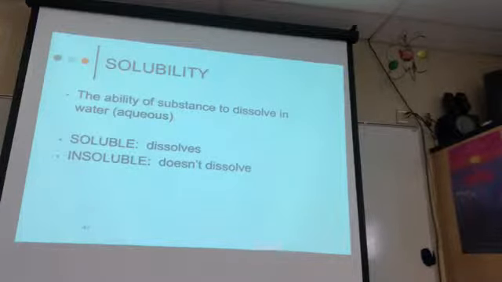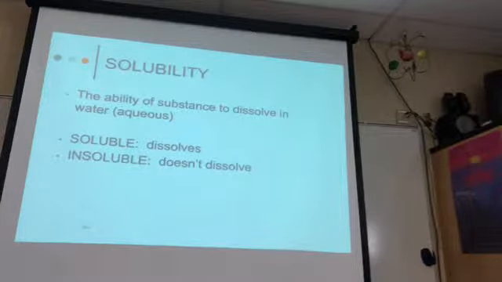If something can dissolve in water, it is soluble. If it can't dissolve in water, it is insoluble. Okay? And if it can dissolve in water, we say it is aqueous when it's in the watery solution. So when it's in that watery solution, it is aqueous.